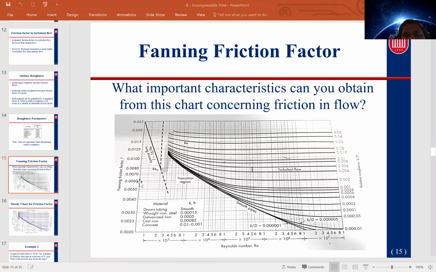With the friction factor, you can then calculate your pressure drop by the expression we developed on Monday, or if you're looking for the friction term itself, you can calculate it as such.